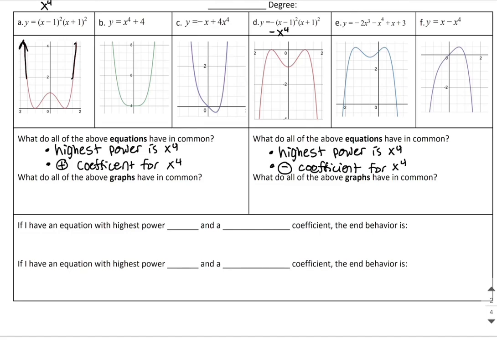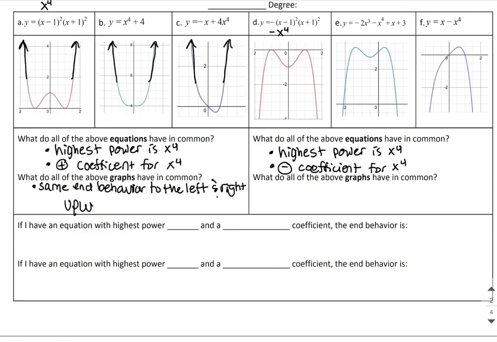But what they all have in common for these three graphs is that as I go to the left, I'm going upwards, and as I go to the right, I'm going upwards. So same end behavior to the left and right, and that is upwards.